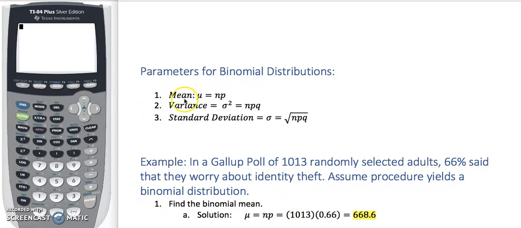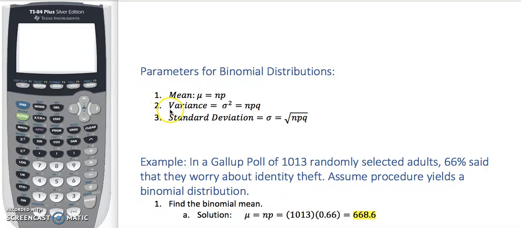First, to calculate the mean, and in binomial distributions here, we're dealing with populations. So the mean is going to be mu, and that's equal to n times p. Remember, n is your fixed number of trials, p is your probability of success.